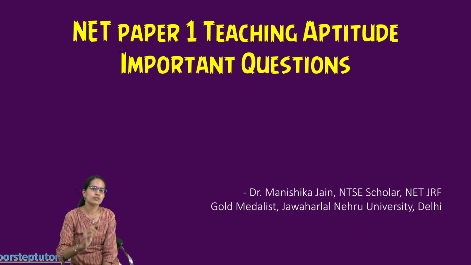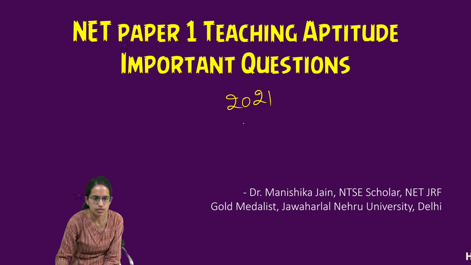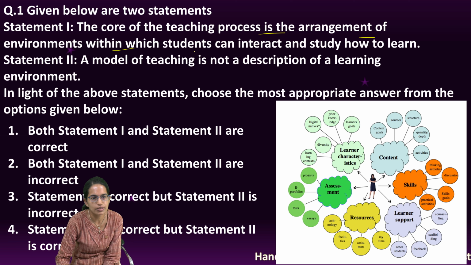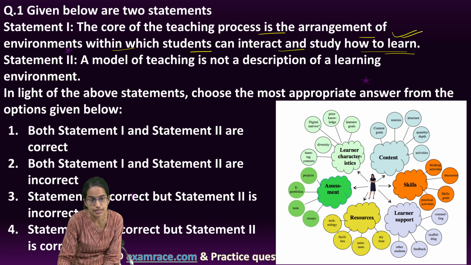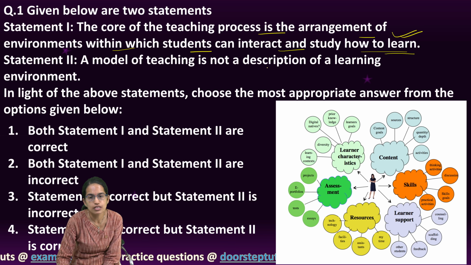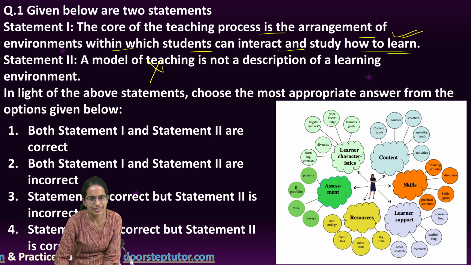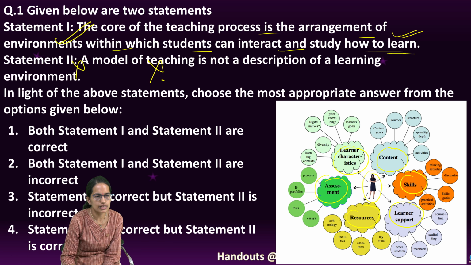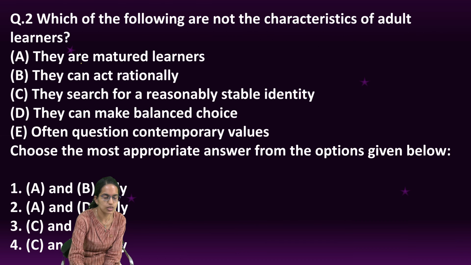Welcome. In this lecture, we would focus on the 2021 questions which were asked from teaching aptitude. Now, the first question is: the core of teaching process is the arrangement of how the environments within which a student can interact and how students can learn. That is perfectly correct. The model of teaching is not description of learning environment. That's incorrect, because when we are talking about teaching, we focus on content, skill, the support from the learner, the resources, the assessment, as well as the characteristics of the learner. So statement 1 is correct, statement 2 is incorrect.